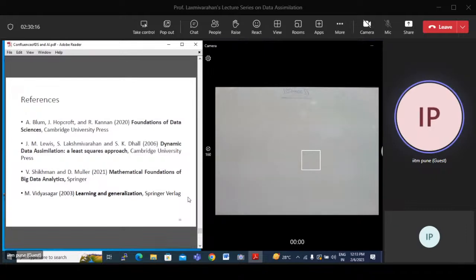The next one, Foundations of Big Data Analysis. I have a copy of the book. I can pass it on to you later. The 2021 edition is a very recent book, it's a thin book. It is quite mathematical, but extremely nice for a first course in data science. I will show it to you.